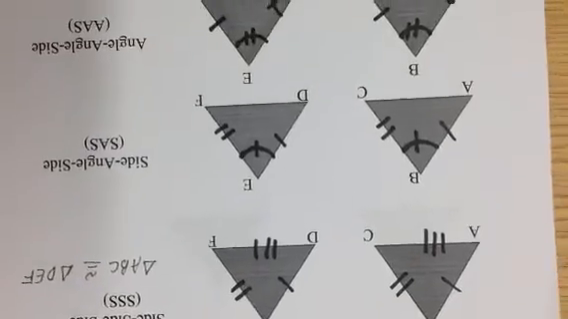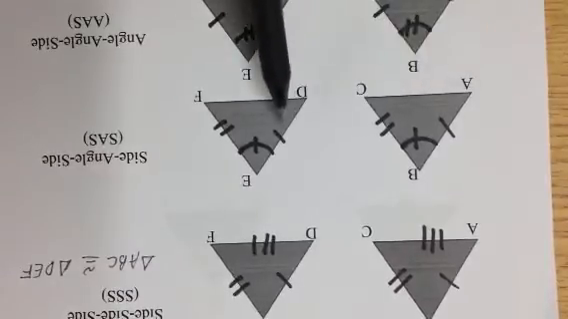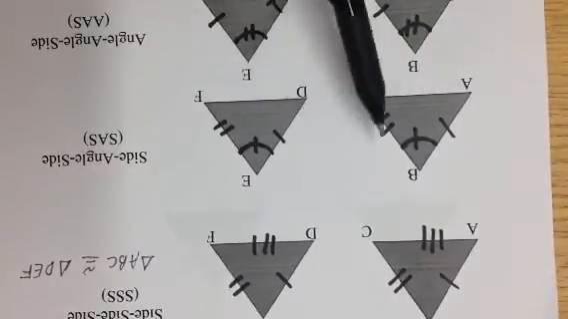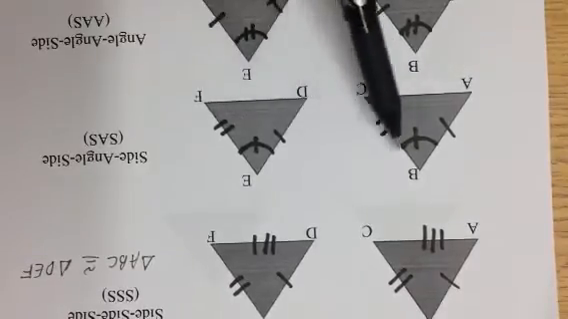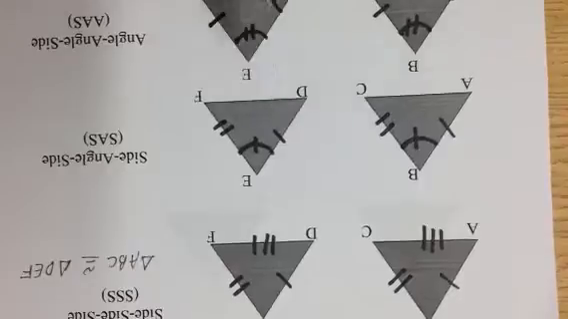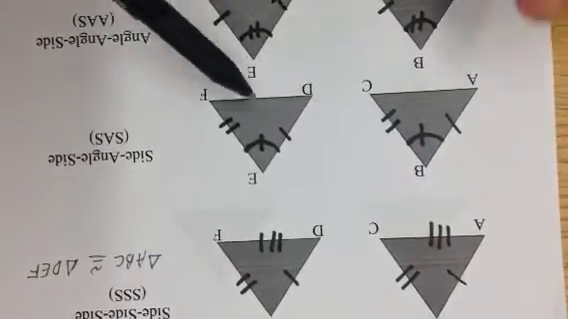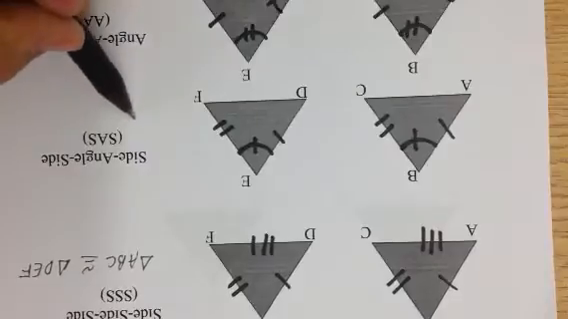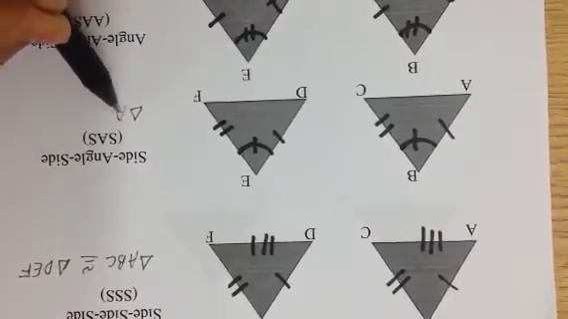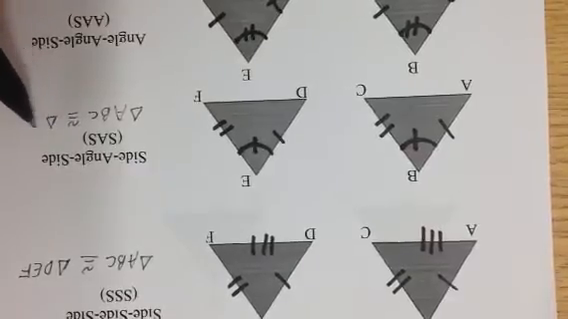Let's take a look at our second set of triangles. Notice I have one tick mark on these corresponding sides, and I have two tick marks on these corresponding sides, and I've also indicated that the angles are congruent. This is called side, angle, side. And when you have a situation like this, then the triangles are going to be congruent. Triangle ABC is congruent to triangle DEF.